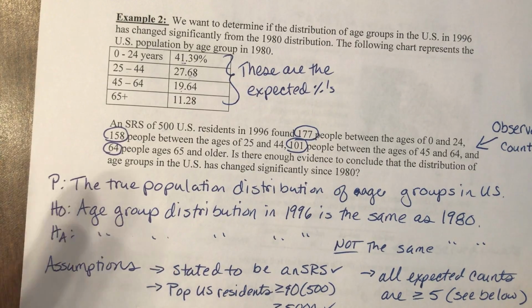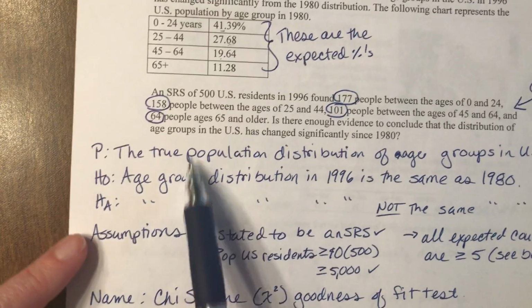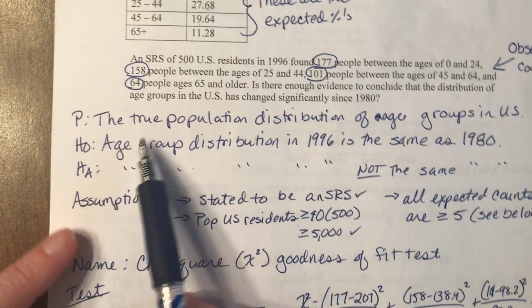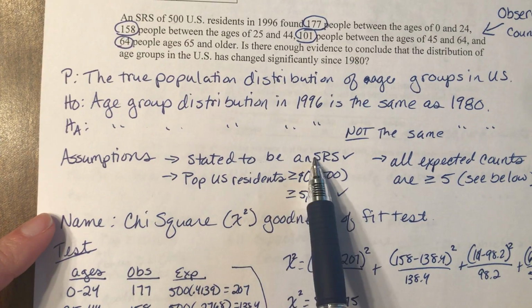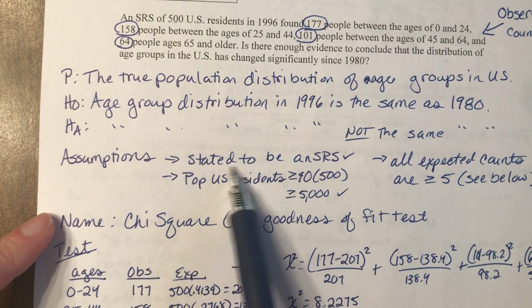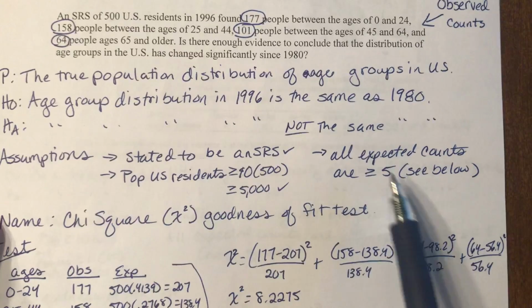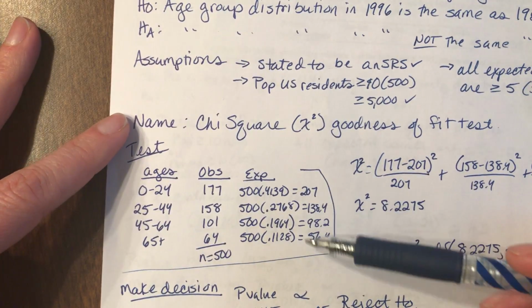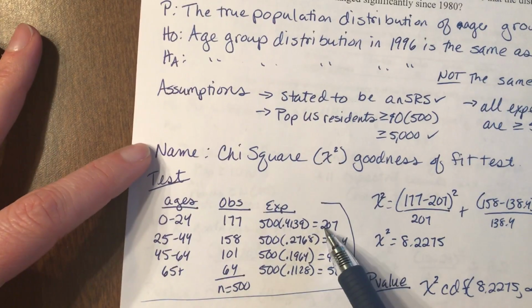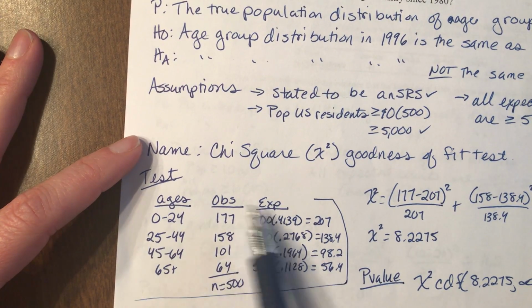Okay, so the percents aren't going to match. So I've got my hypotheses. You can read through those. I did my assumptions, stated to be a random sample. Population of U.S. residents, yep, absolutely. Expected counts are at least 5. I wrote down my expected counts here. All right, these are not quite as pretty. I do the table because it helps me get organized.